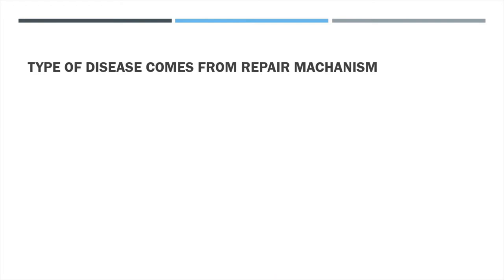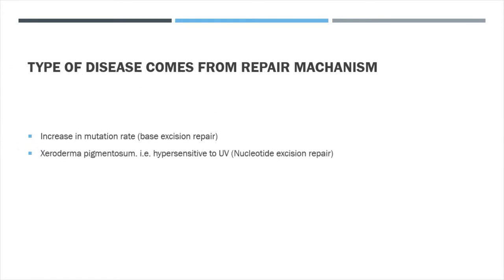So even though the DNA is repaired, there must be some type of effect of the DNA repair itself. So these are the diseases that come from the repair mechanisms. The first one is an increase in mutation rate, which is in the base excision repair, and xeroderma pigmentosum, hypersensitive to UV, by the nucleotide excision repair, and Fanconi anemia syndrome by the cross-link repair. And the last one is microsatellite instability by the mismatch repair.